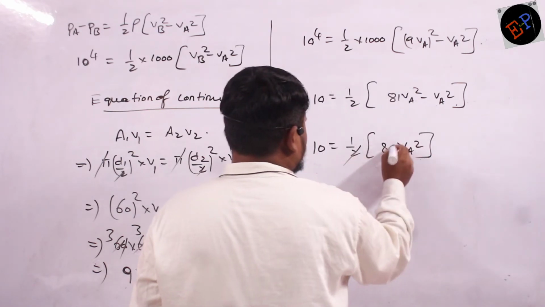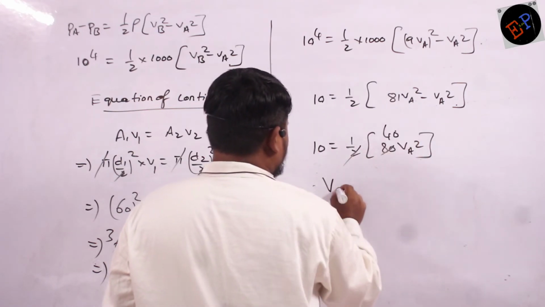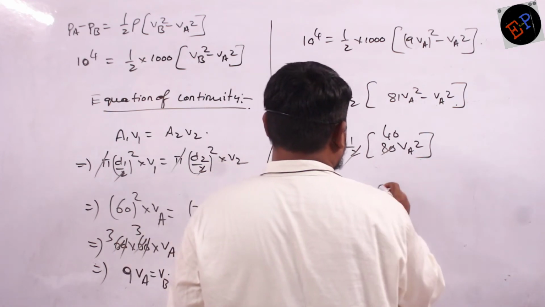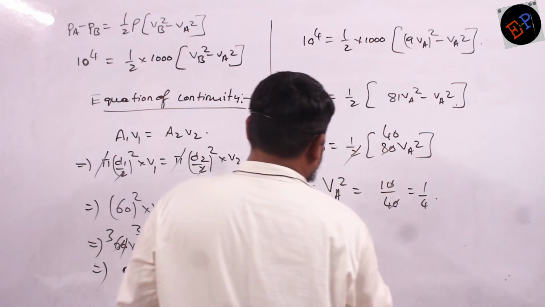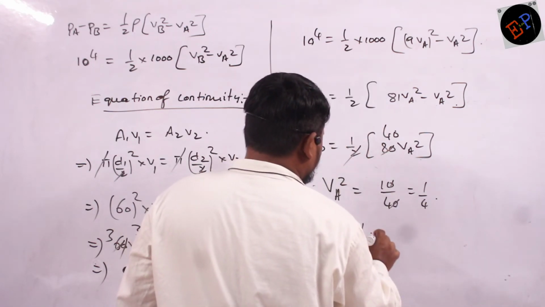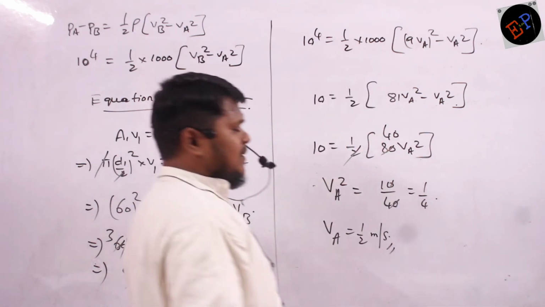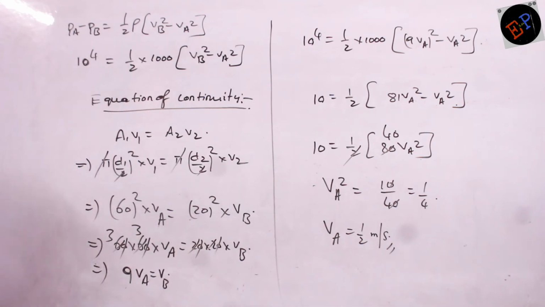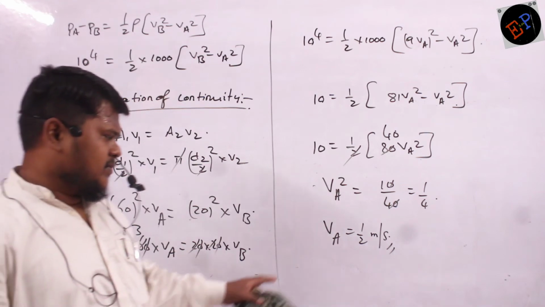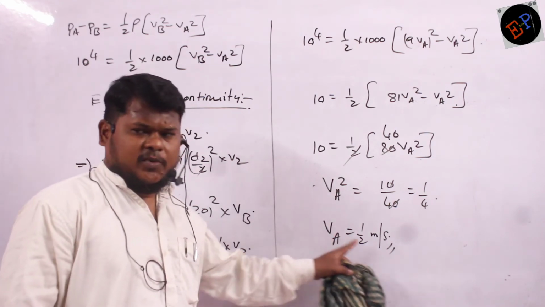So 2 ones are 2, 2 twenties are 40. So therefore VA square is how much? VA square is equal to 10 by 40, so it is 1 by 4. So VA is equal to 1 by 2 meters per second. So I got the velocity at point A. Are you able to understand what is meant by VA? The velocity of the liquid at point A.